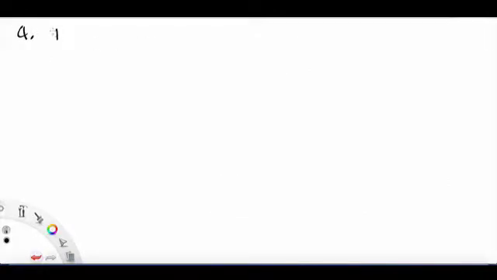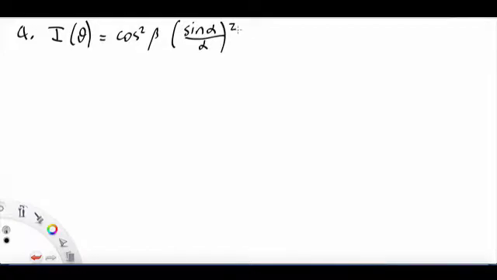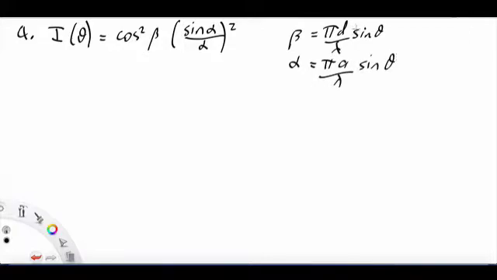Now number 4, we have intensity is a term that is because of the interference, and that depends on the slit spacing d, and then we have the term because of the diffraction that depends on the slit width a. So we have beta equals pi d over lambda sine theta, alpha equals pi a over lambda sine theta. So the d is our interference term, the a is deciding the diffraction.